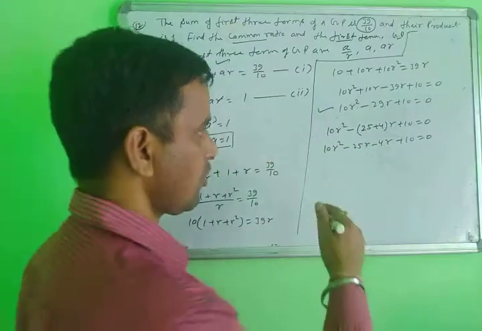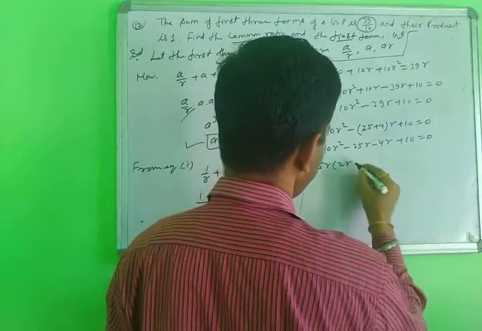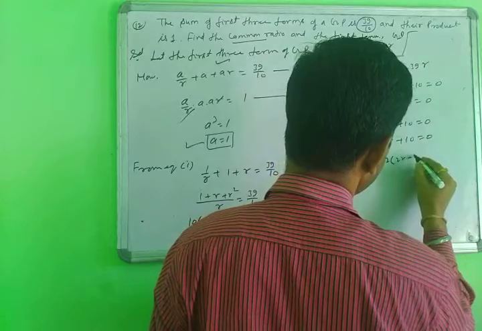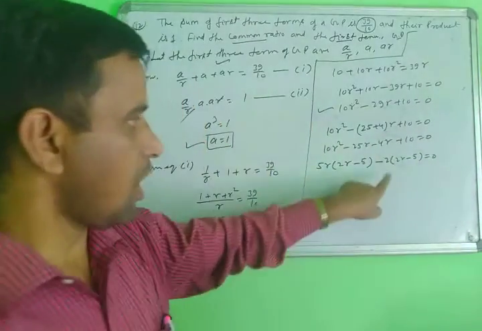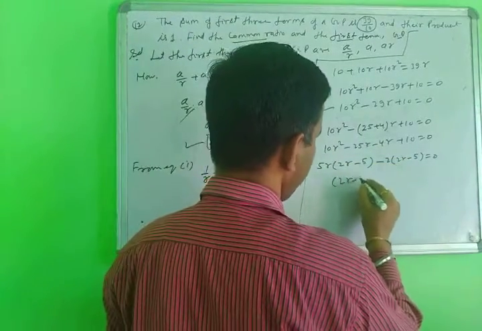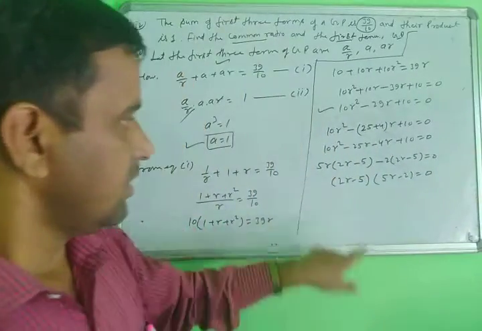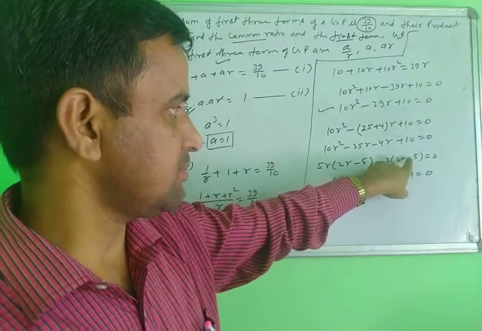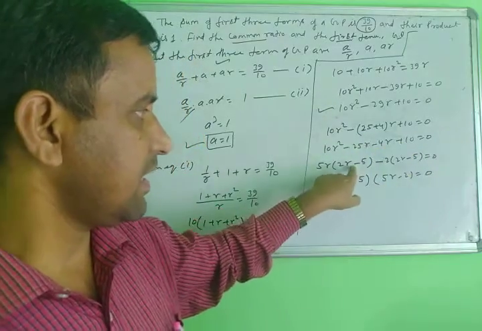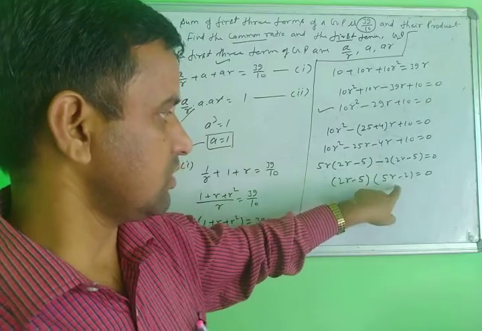Then taking common in the first two terms: 5r common, 2r minus 5. Taking 2 common from the next two terms, 2 with (5r minus 2)... because there is a minus sign outside, the plus converts into minus. Then again taking common 2r minus 5, and 5r minus 2 equals 0. After that, taking common 2r minus 5, what is left here is 5r minus 2.